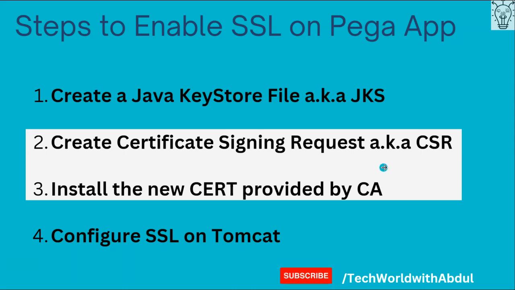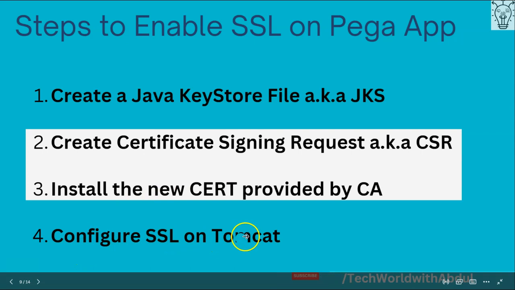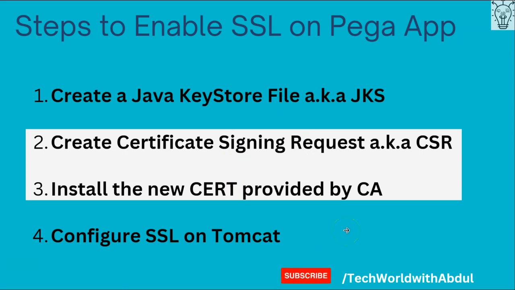And these are the steps we'll be following. And the last step will be configuring SSL on Tomcat, where Pega will be running. These four steps are the major pieces which you will be using to enable SSL on Pega.